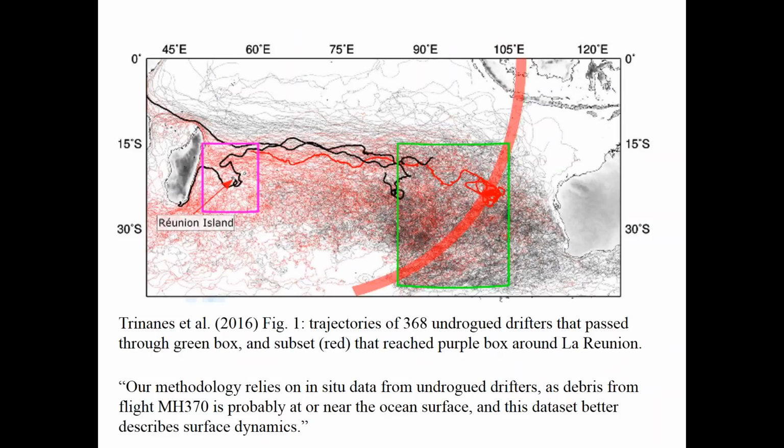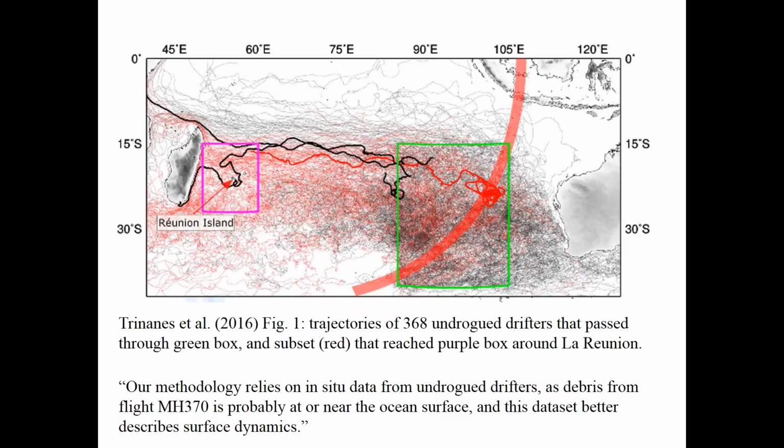Now, Trinanes et al. 2016 approached this by going back to the basic data itself and saying, look, we believe that the debris will most likely move like the undrogued drifters, right? The drogued drifters are sort of irrelevant to something floating at the surface being blown by the wind. And if you look at all of the undrogued drifters that pass through here, you find a very large fraction of them, the red ones, subsequently go through that purple box in the area where the debris washed up. So we already kind of know what the answer is going to be.